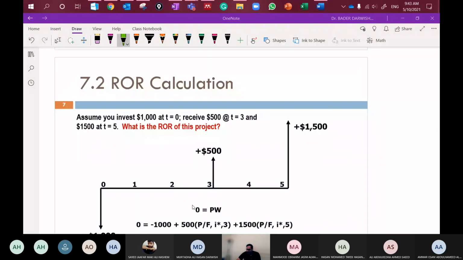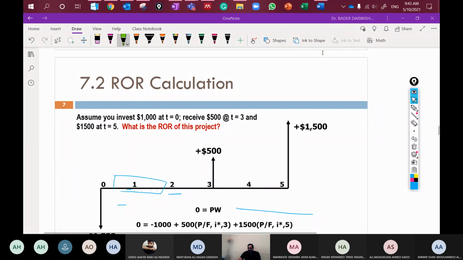Let's start to look at this. We only have 3 examples, and therefore participation will be part of this session. Here it says, assume you invest 1,000 at year 0. This is 1,000. And you receive 500 at year 3, and 1,500 at year 5. Now, what is the rate of return?